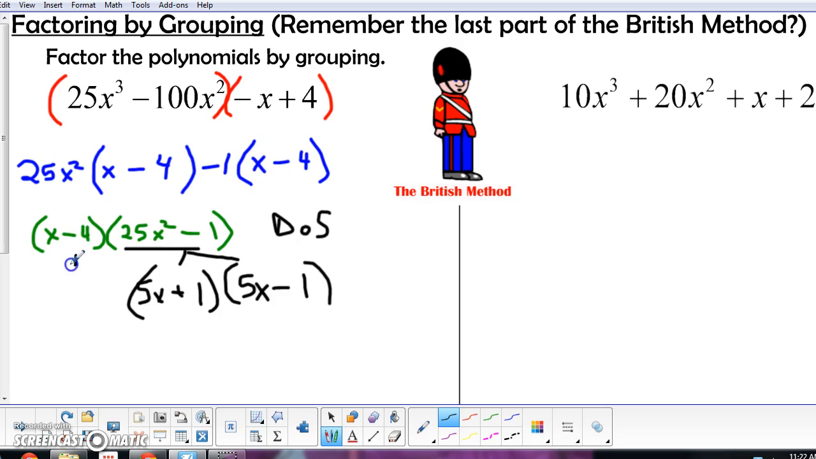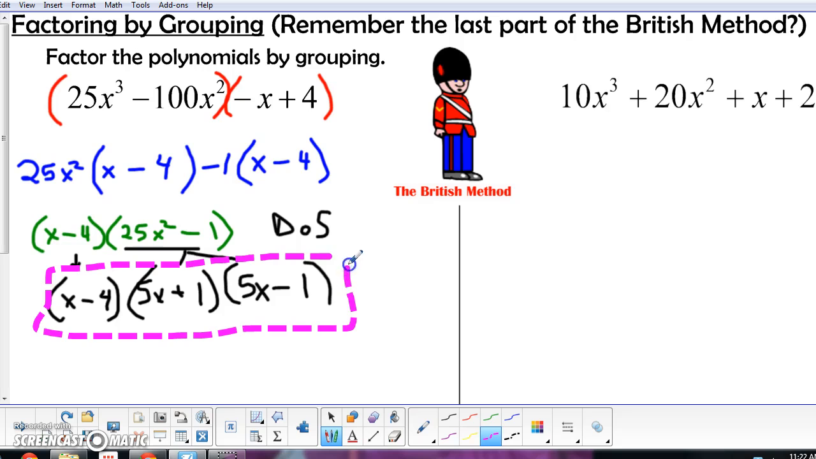Now, for my final answer, I can't forget about the x minus 4 that I already had as a factor. So my final answer looks like this: x minus 4 times 5x plus 1 times 5x minus 1. Here we have a completely factored polynomial because these are all unfactorable.